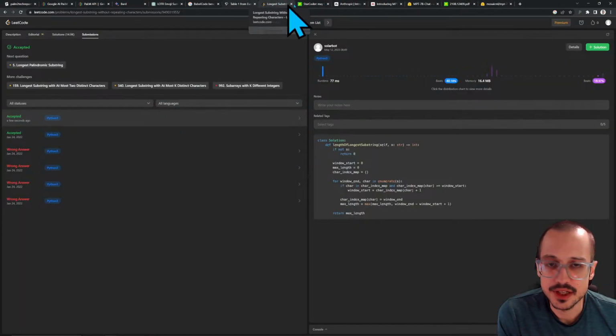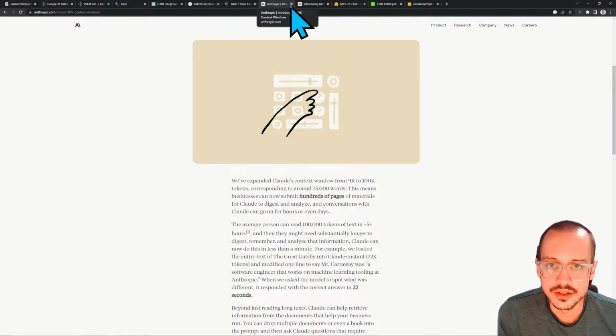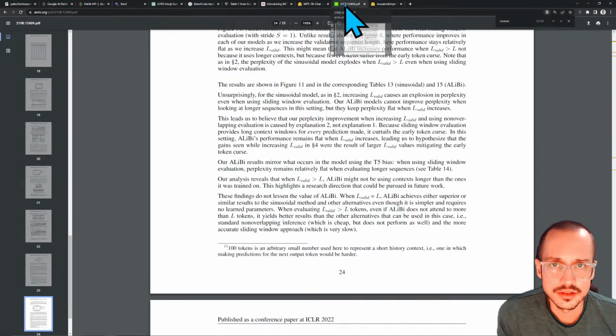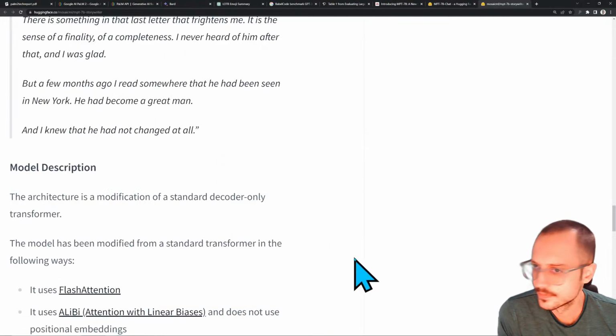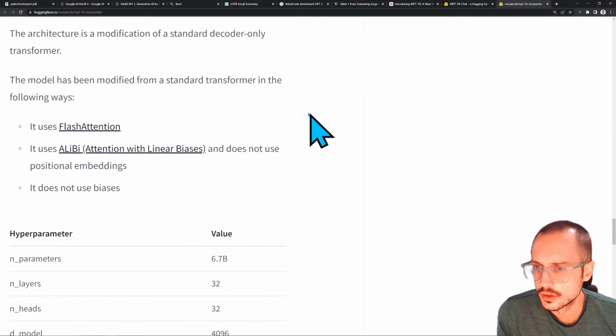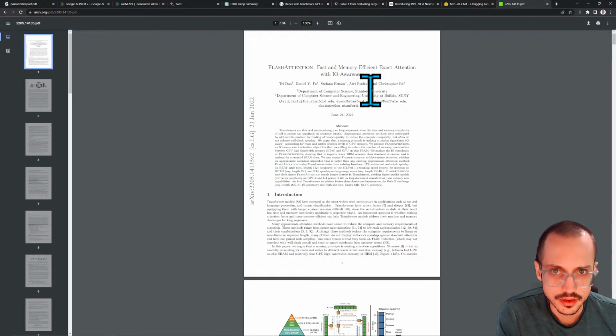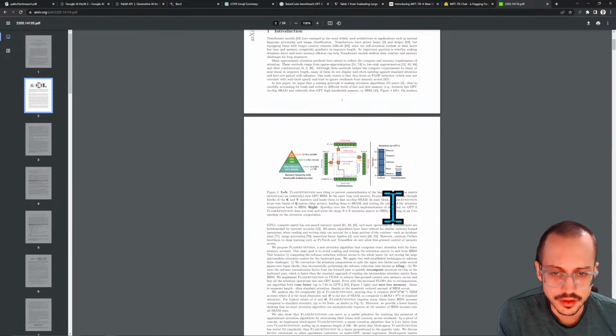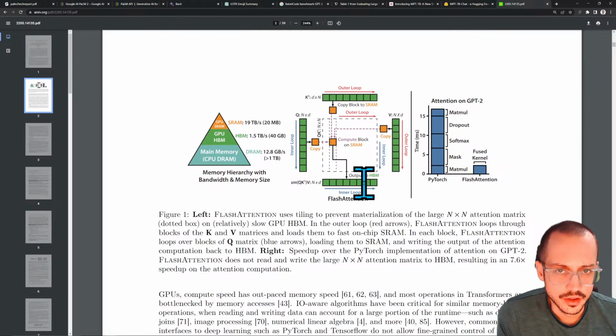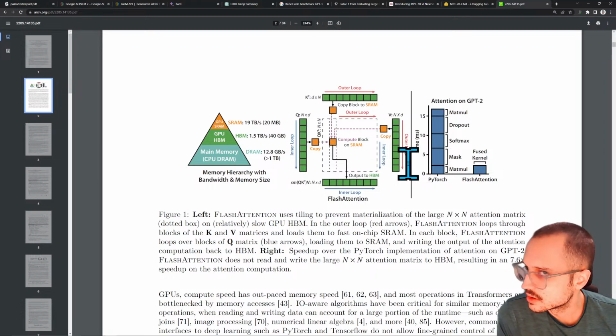Let's close out some of these. Let's look at flash attention. This is a technique to use less memory in the attention.